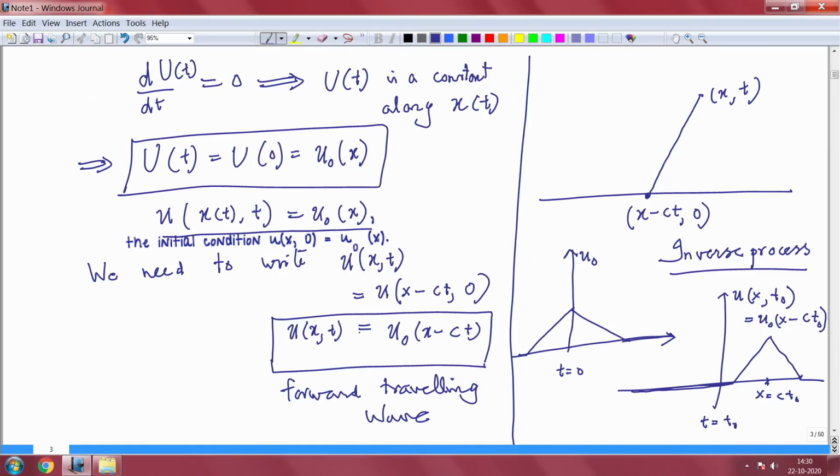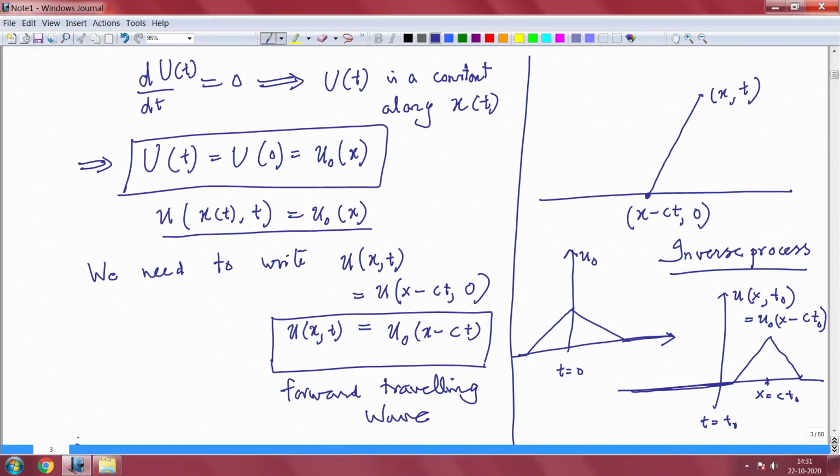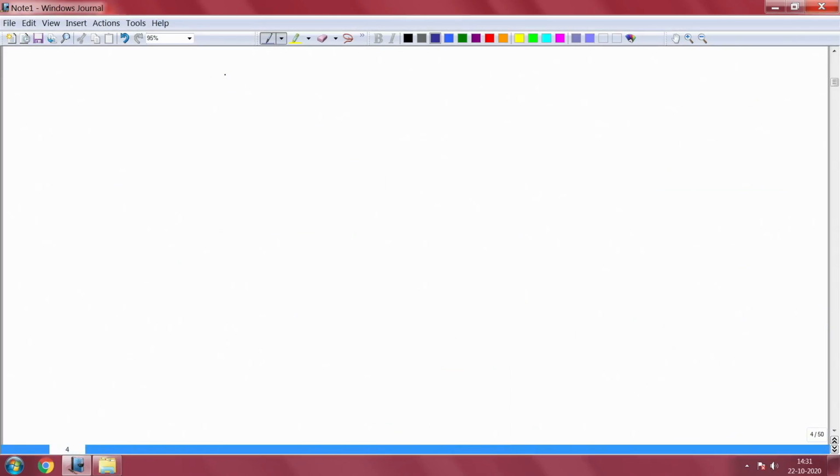So, basically you solve the problem du by dt. If you look at it, you got a problem u t plus c u x, and you have solved the problem with u naught. So, you can ask many questions now. Why did I choose that curve x t? Is there a motivation behind choosing that kind of curve? You can ask the question, why did we choose x t equal to c t plus x naught.